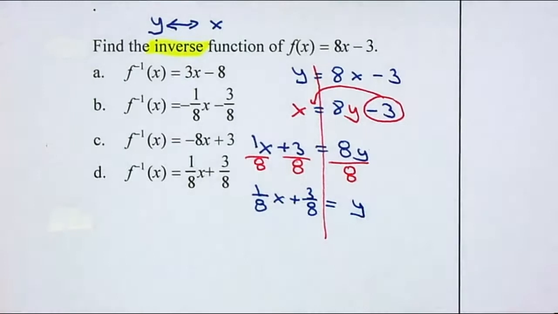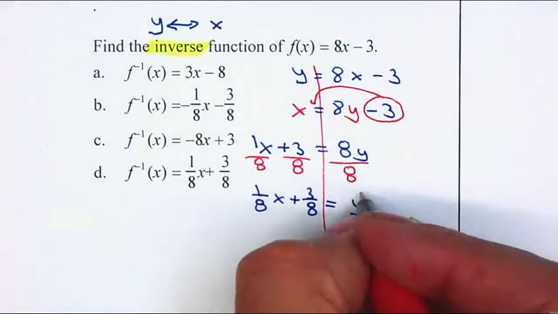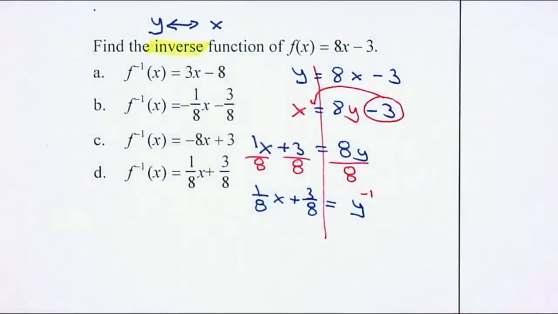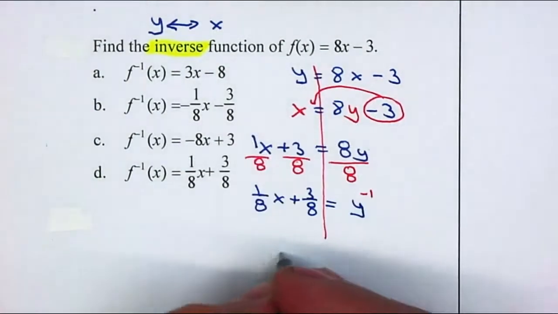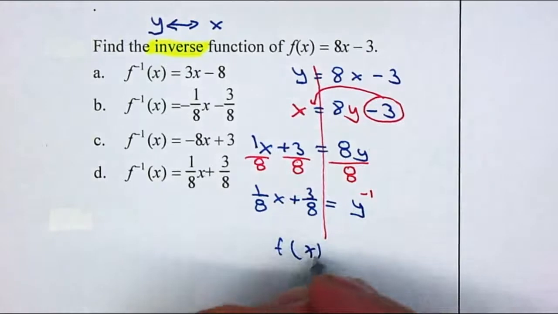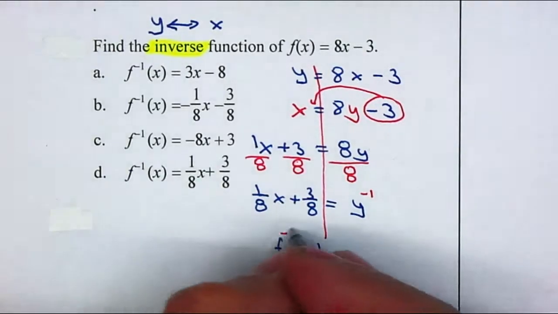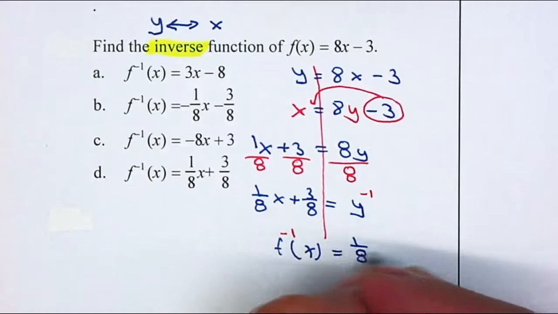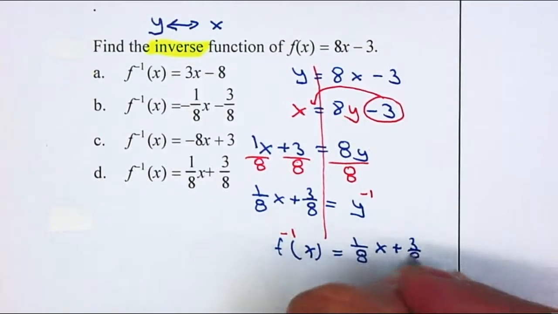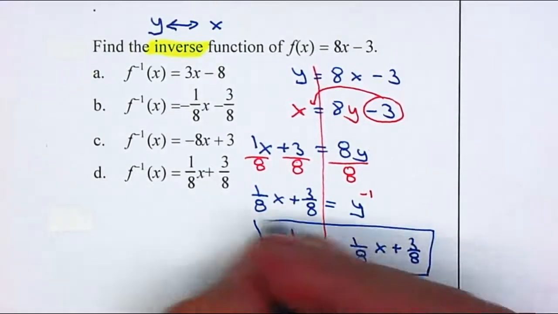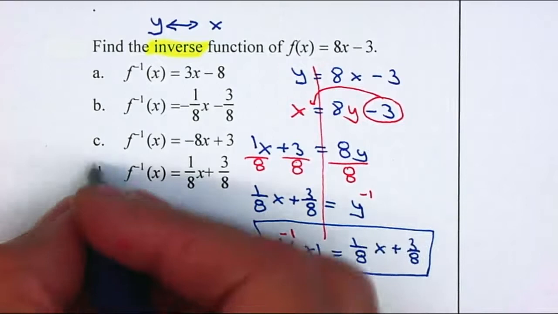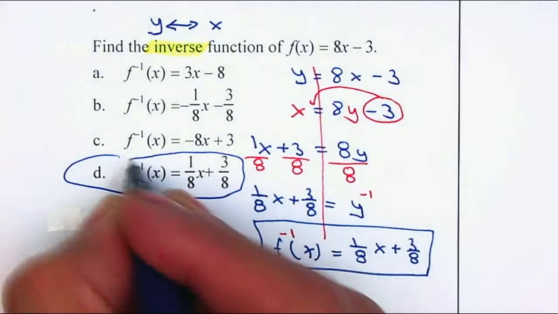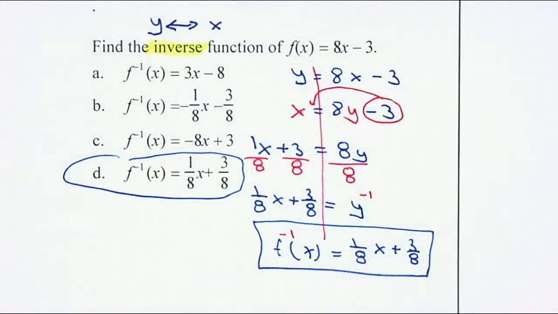Now remember that to represent the inverse, we place a negative 1 as the inverse. But now let's go and write it down with the correct notation, because it says f of x. Let's write it down as f of x with the inverse notation. That's equal to 1 over 8 x plus 3 over 8. Therefore, my answer is letter D. Be careful.